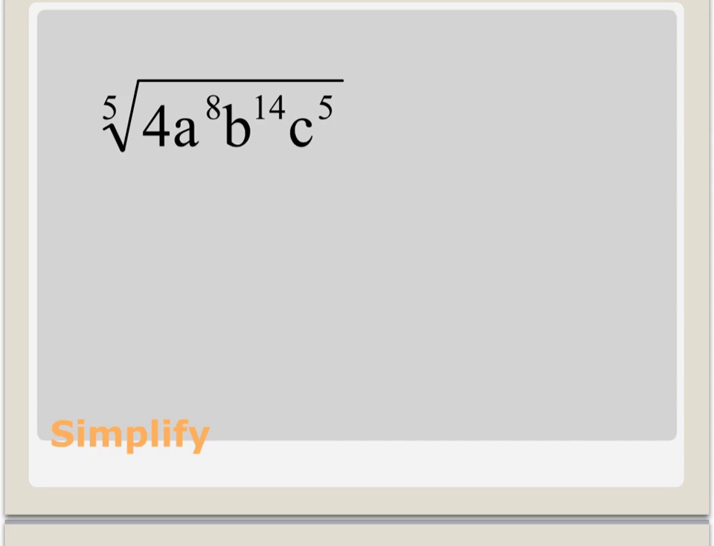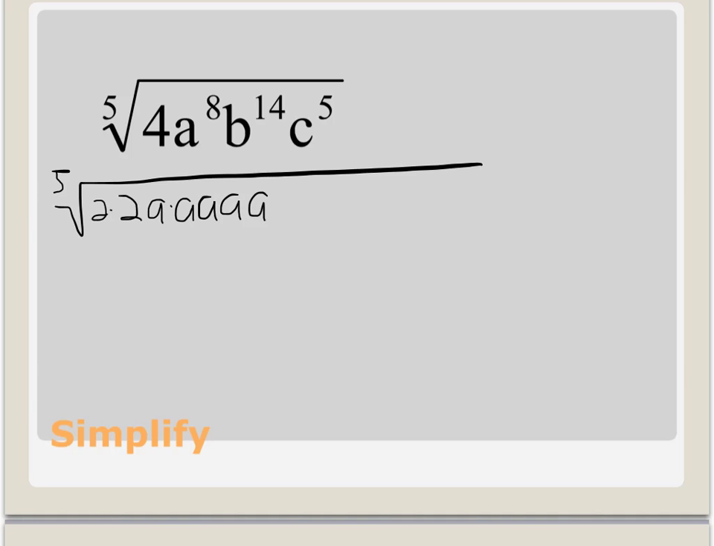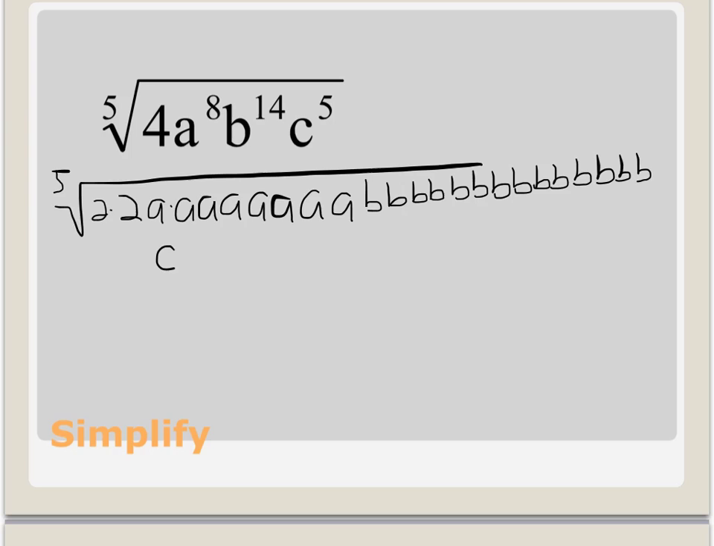So why don't you pause the video and try this one yourself. Okay, so let's try these a couple of different ways. We could factor it all out, which is going to be a little messy, but still get you the correct answer. So 4 is 2 times 2. 8 to the a is 1, 2, 3, 4, 5, 6, 7, 8. And then b is 14. And then c to the 5th.